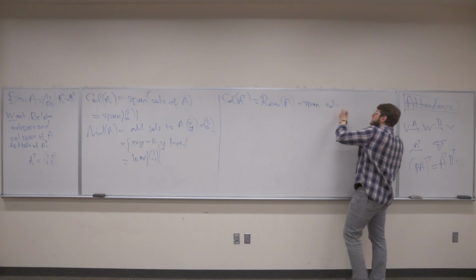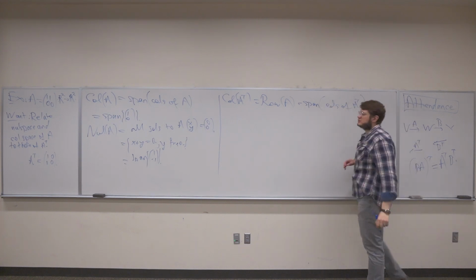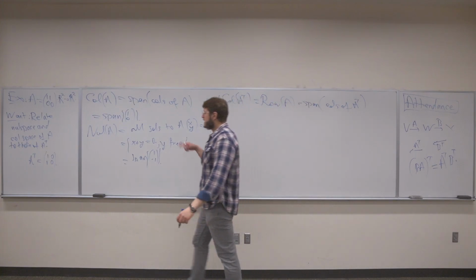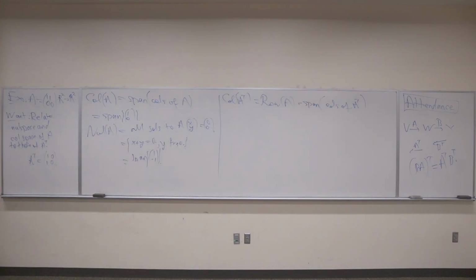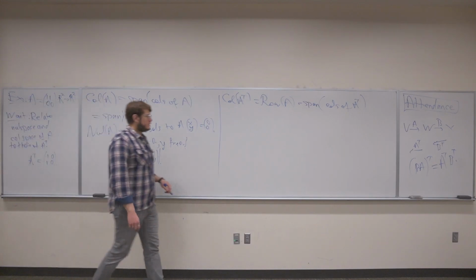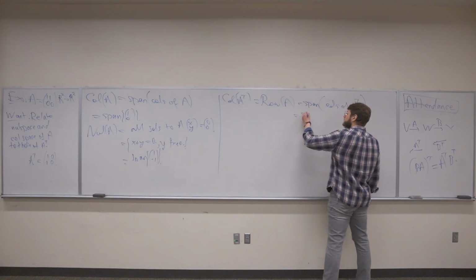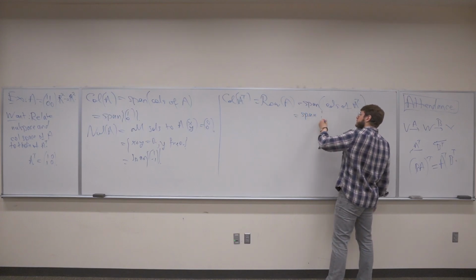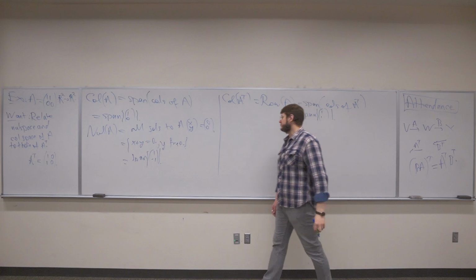Span of columns of A transpose. Again, I have two columns, 1, 1, and 0, 0. Remember, this 0, 0 is a 0 vector. It's always redundant. You never need to write it when it comes to spans. So this is just going to be the span of 1, 1. That's the column space of A transpose.